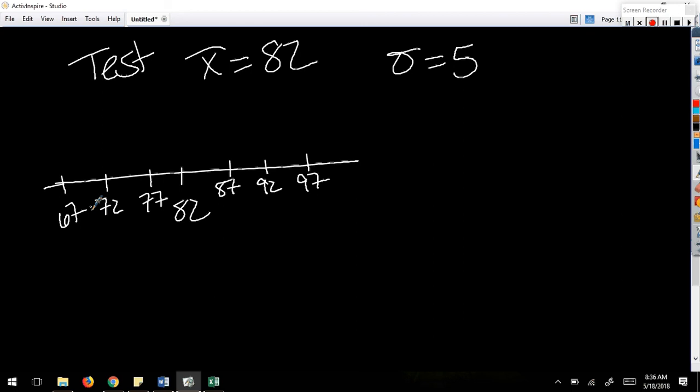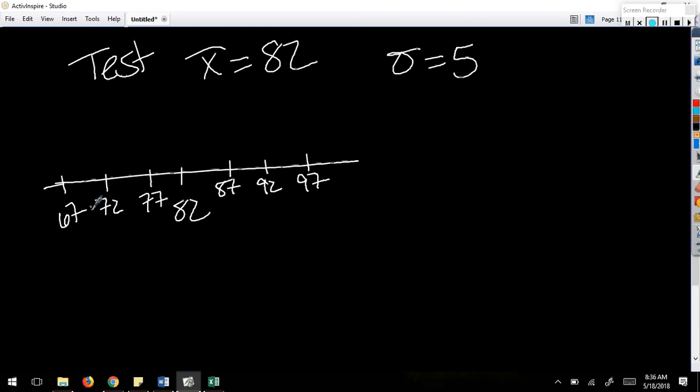Is that a pretty tight-knit set of data? Out of 100 points, I'd say that's pretty spread out. Now, if my standard deviation was 1, how would that set of data change? Everybody made closer together, right?